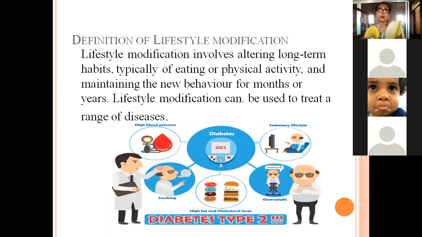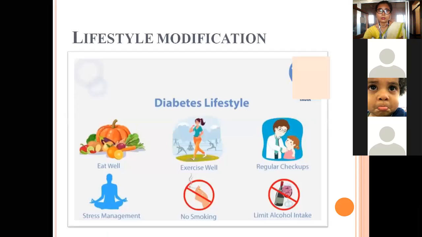When we talk about lifestyle modification, it involves altering long-term habits, typically of eating or physical activity, and maintaining the new behavior for months or years. Lifestyle modification can be used to treat a range of diseases. And in lifestyle modification, a person should eat a balanced diet.